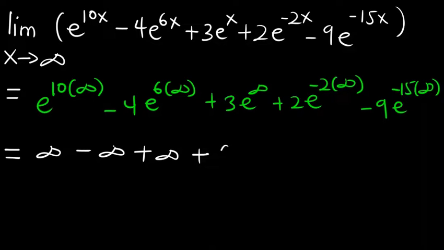For the fourth term, 2 multiplying e to the power minus 2 times infinity will give us 0. For the last one also, minus 9 times e to the power minus 15 times infinity will also give us 0. So we're going to have minus 0 here.